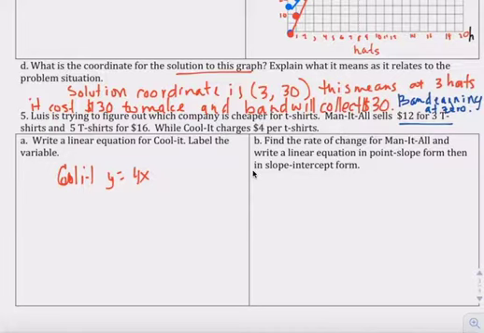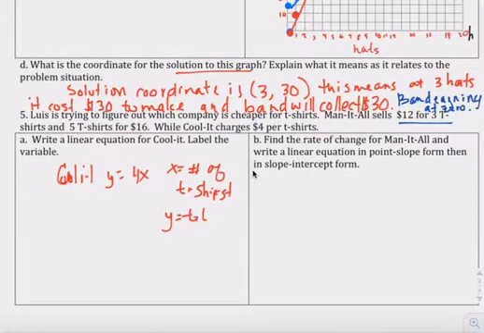Label the variable, that means define the variable. X is the number of t-shirts. Y is the dollar amount, the total cost. Find the rate of change of Manit, and write a linear equation in point-slope form, then in slope-intercept form.